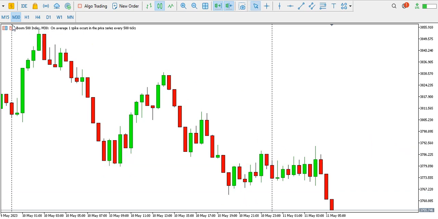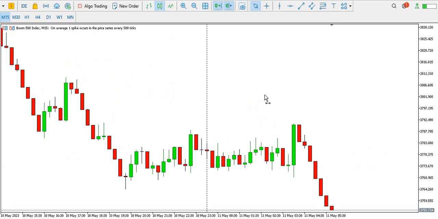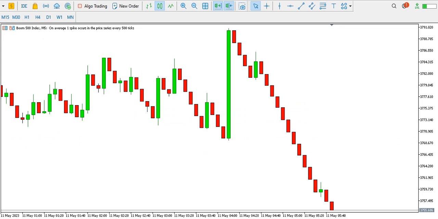Let's look at the 15 minutes time frame. Still bearish. Just keep selling Boom 500 index. It's bearish. 5 minutes also bearish. 1 minute also bearish.